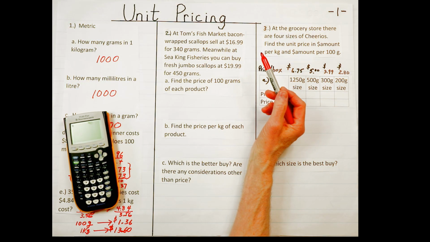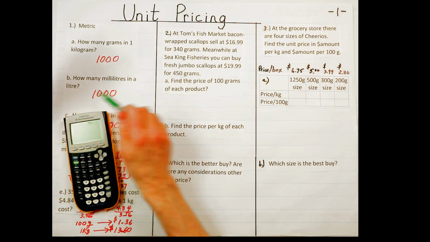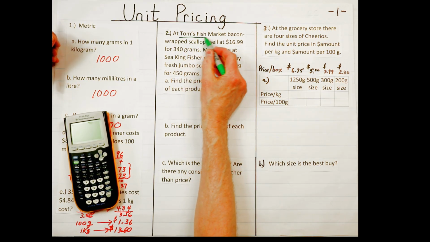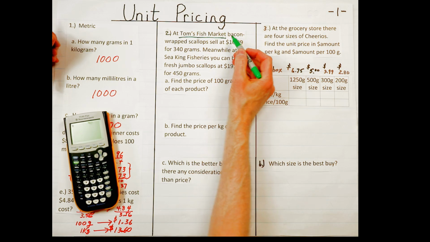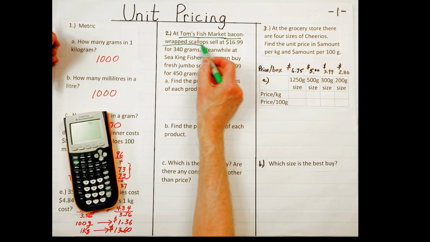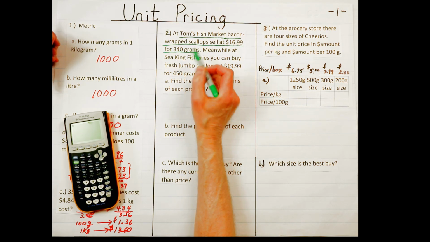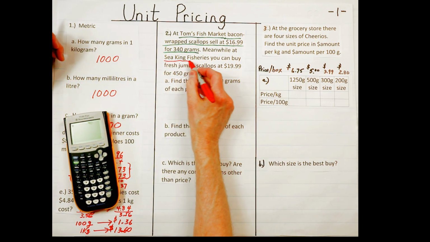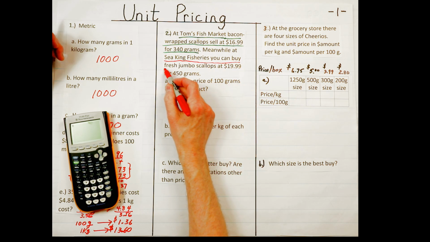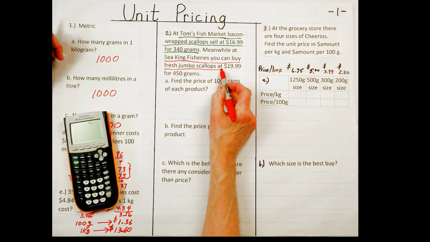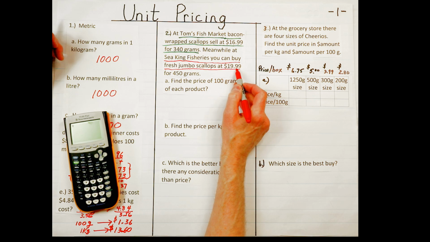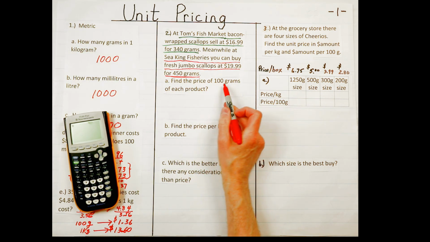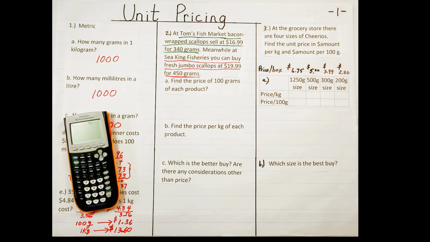All right, so here we have the next question. We've got 2 fish places. We've got Tom's Fish Market, and they sell bacon-wrapped scallops at $16.99 for 340 grams. And I'll do the other one in red. We have Sea King Fisheries. You can buy fresh jumbo scallops at $19.99 for 450 grams. Find the price of 100 grams for each product.